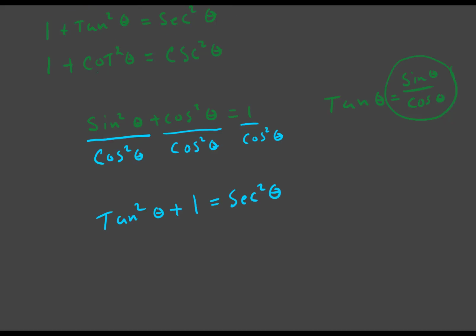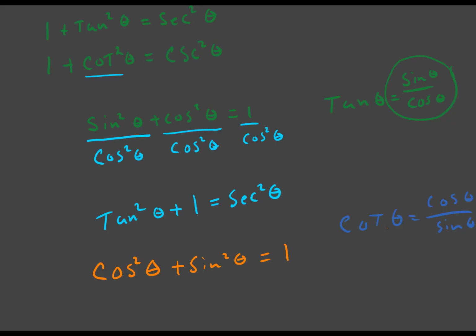Well, what about the other one? What if we want cotangent in our identity? Well, remember that cotangent of theta equals cosine of theta over sine of theta, and we can basically do the same thing. So in this case, we'll take our original, very simple cosine squared of theta plus sine squared of theta. Notice that I changed the order here. It doesn't really matter. Equals 1.